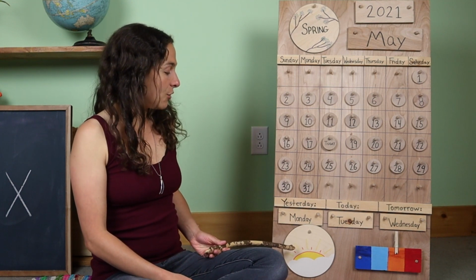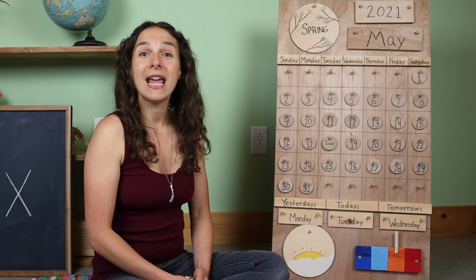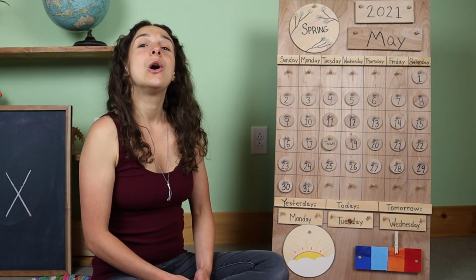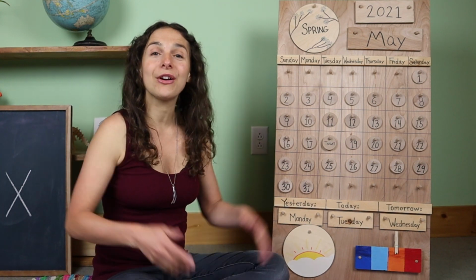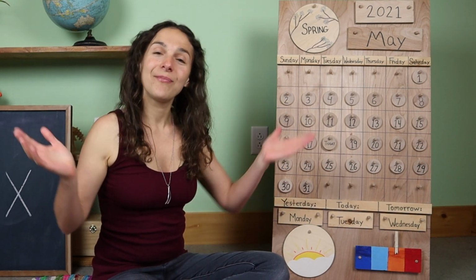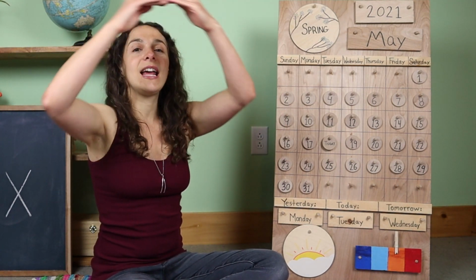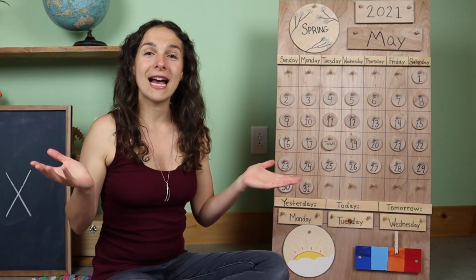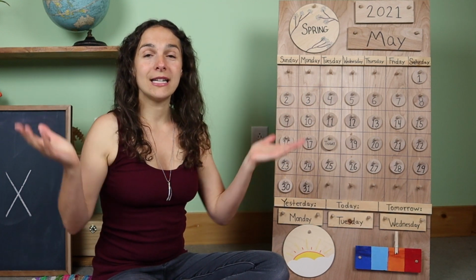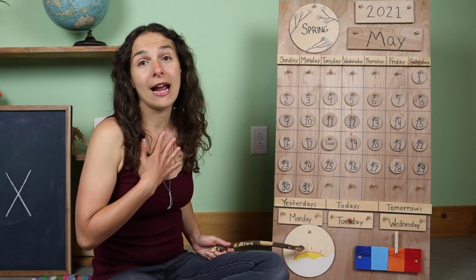Let's go down to the bottom of the chart and we can sing the weather song together. It goes like this. What's the weather? What's the weather? Can you tell? Can you tell? Is the sun shining? Is the rain falling? Can you tell? Can you tell?